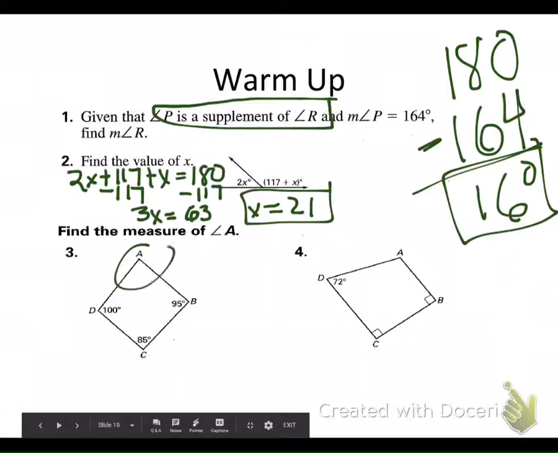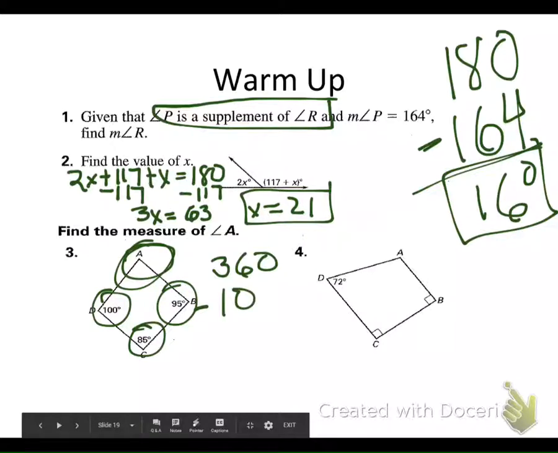The measure of angle A, to find that, we're going to subtract all these from 360 because in a quadrilateral, the angle measures add up to 360. So 360 minus 100, minus 95, minus 85. Let's see, that would be 80 degrees.